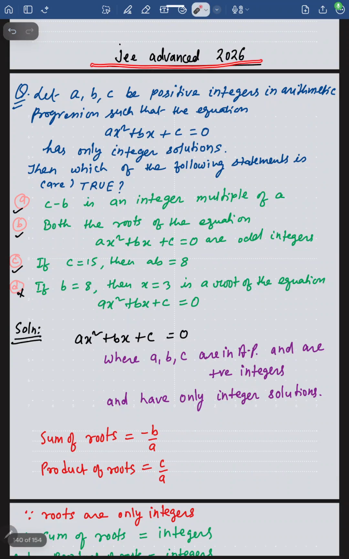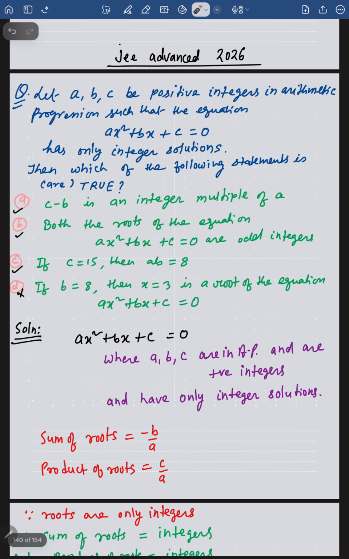From JEE Advanced 2026. Let a, b, c be positive integers in arithmetic progression such that the equation ax square plus bx plus c equal to 0 has only integer solutions. Then which of the following statements is or are true? These are the four options. You have to check each and every option.